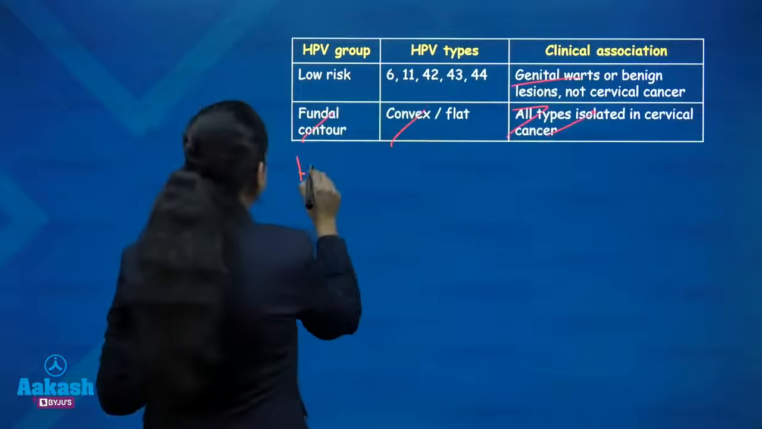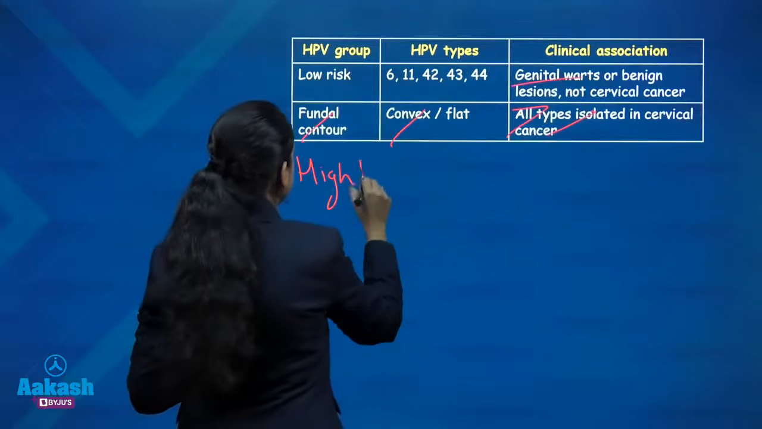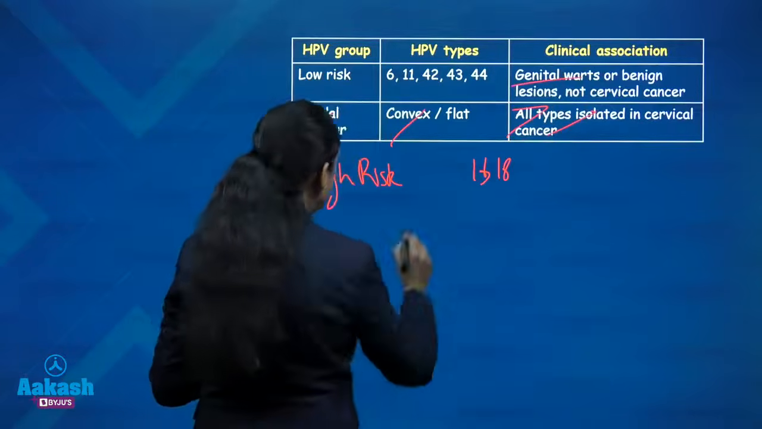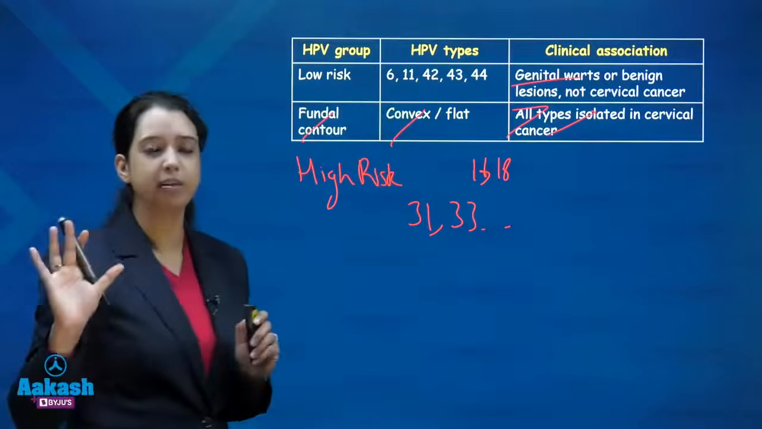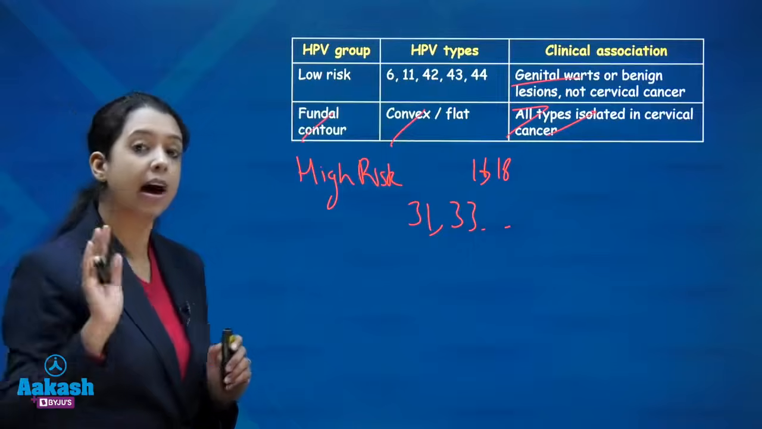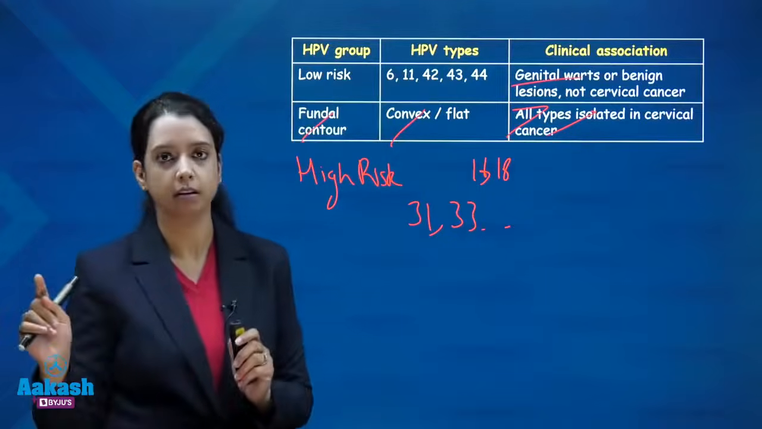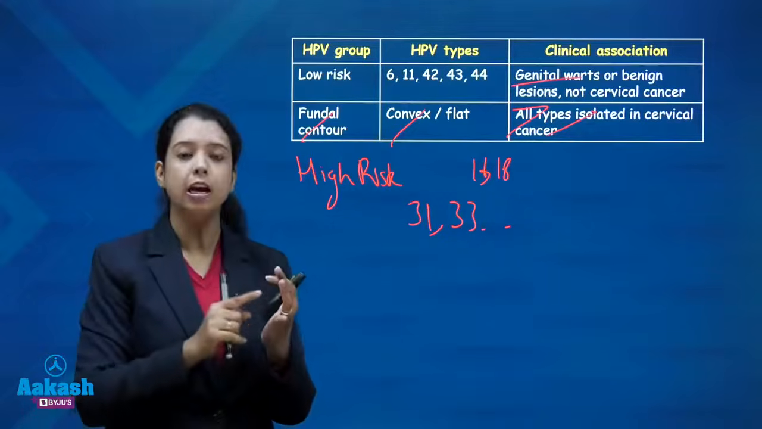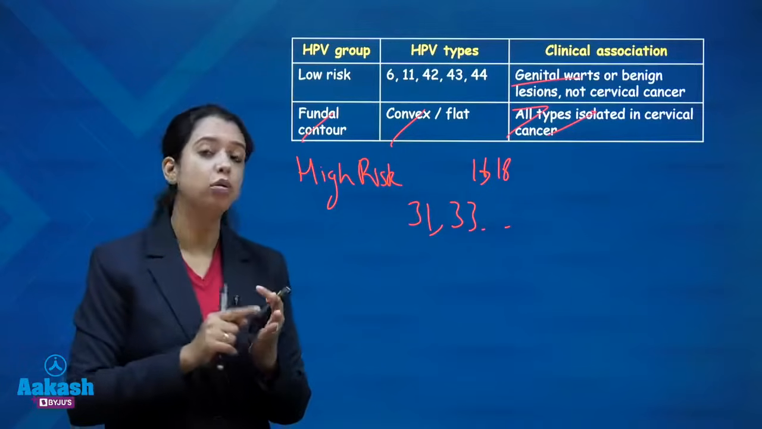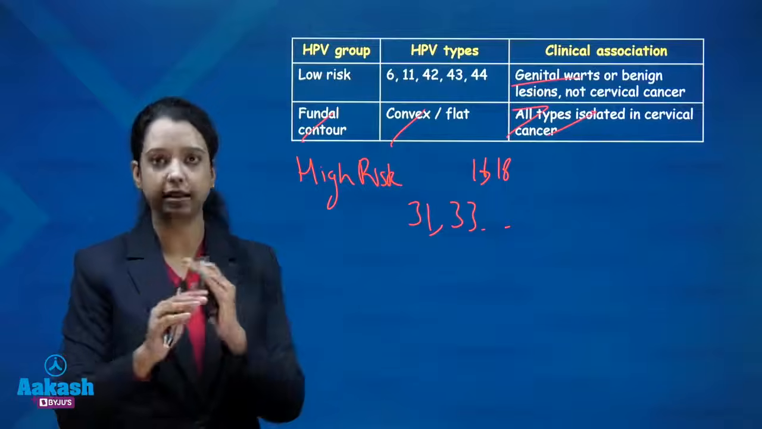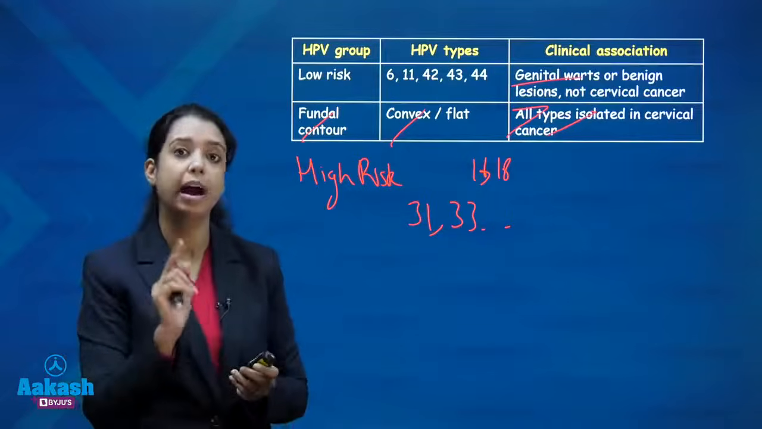So, the high risk HPV are 16, 18, 31, 33 and so on. There are 13 basic types of high risk HPV associated with squamous cell cancer: squamous cell cancer of the cervix, vulva, vagina, penis, anus and also oropharyngeal cancer. Okay, so these types of squamous cell cancer could be caused by high risk HPV.